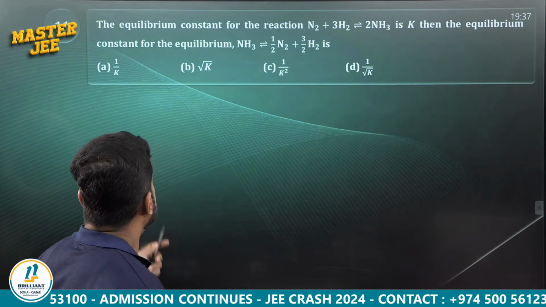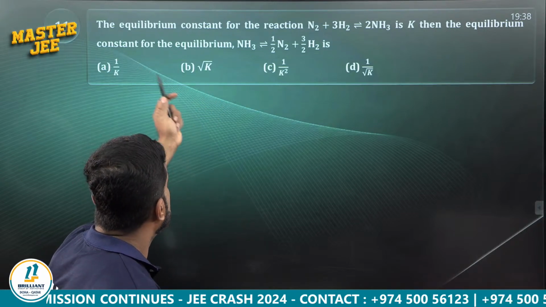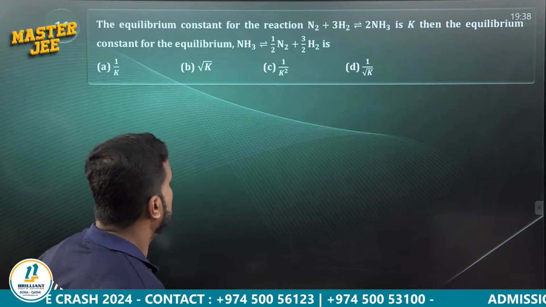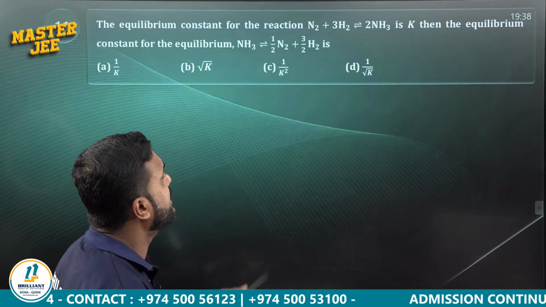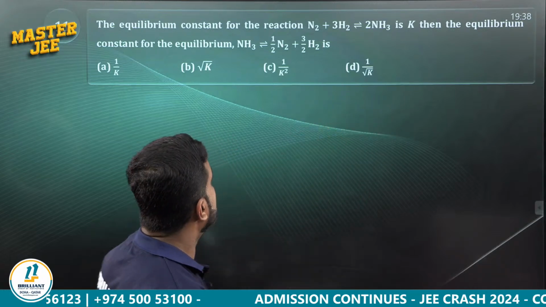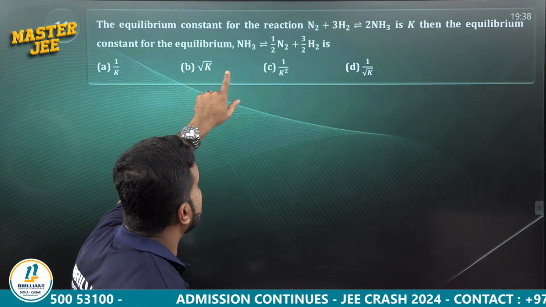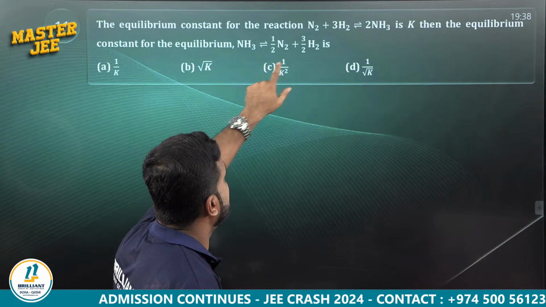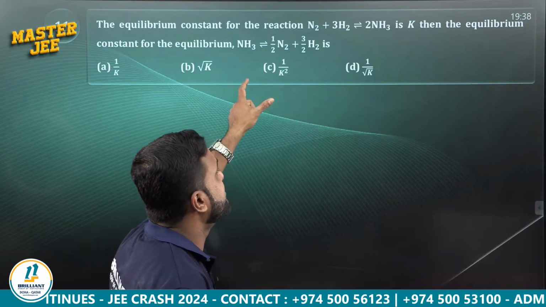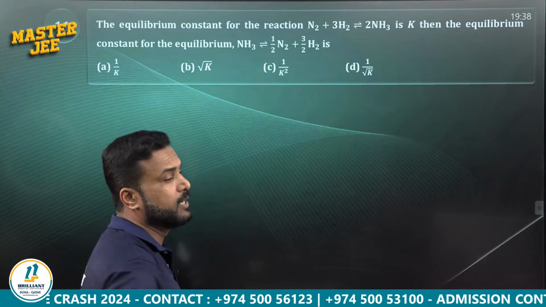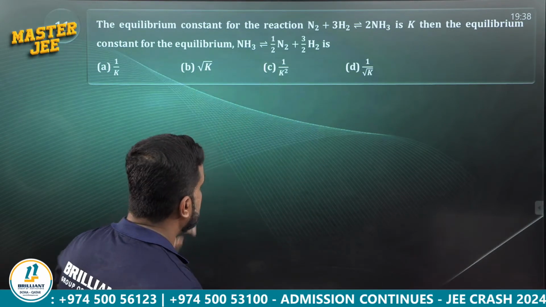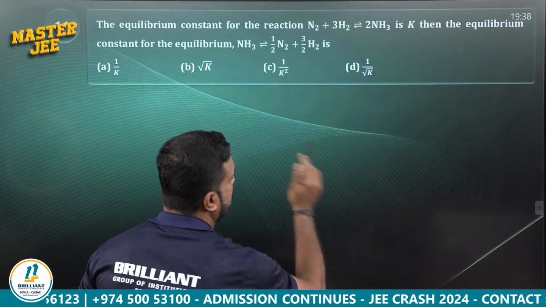The first question is based on the equilibrium constant. Read the question carefully. The equilibrium constant for the reaction N2 plus 3H2 reversibly giving 2NH3 is K. The equilibrium constant is given. Then what is the equilibrium constant for the reverse reaction? The reaction has been reversed, as well as divided by 2, or multiplied by 1 by 2. You know that we have a relation for this type of equilibrium constant.